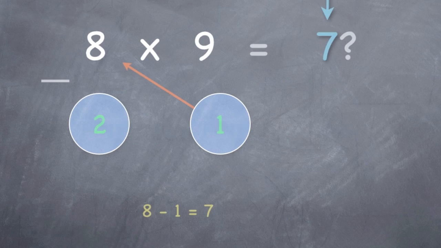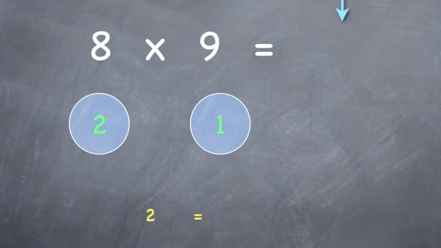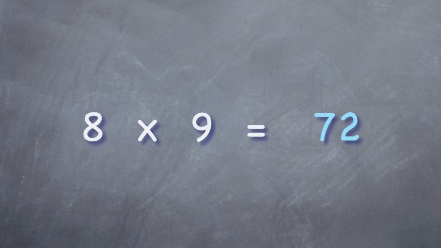So how do you get the first number, which is 7? Simple. 8 minus 1 is 7, or if you take it from the other direction, 9 minus 2 is 7. So how do we get the next number? Simple. Multiply the numbers in the circles. 2 times 1 is 2, and therefore your answer at the end is 72.